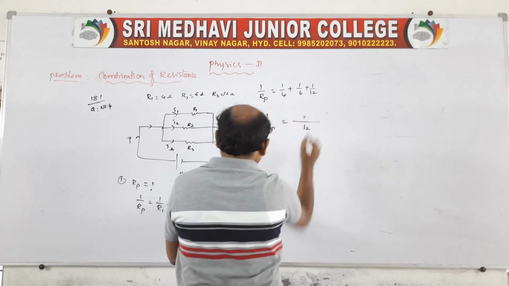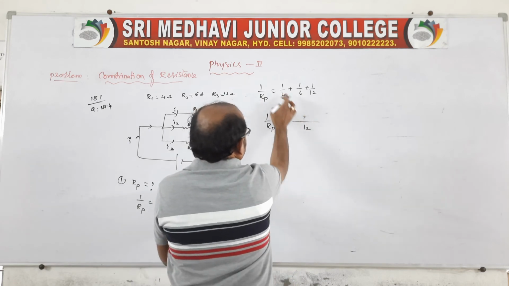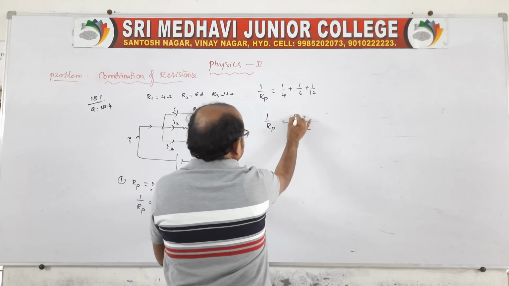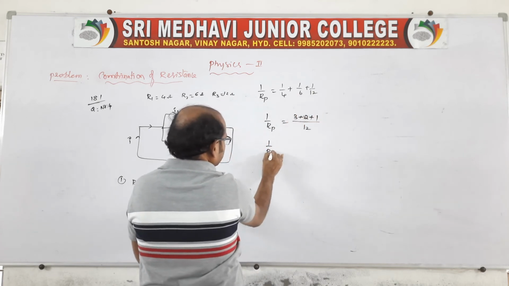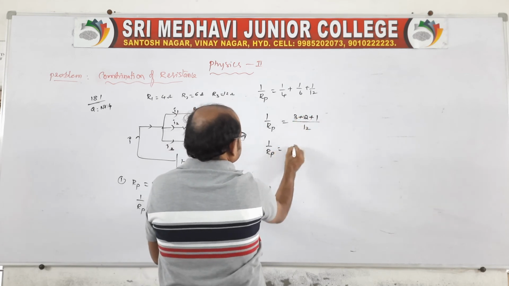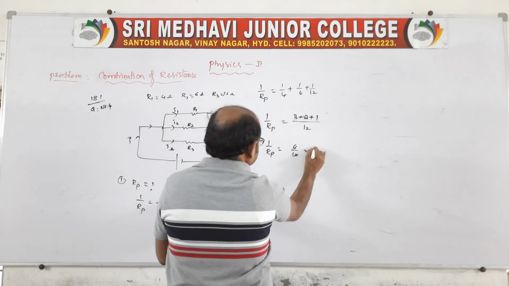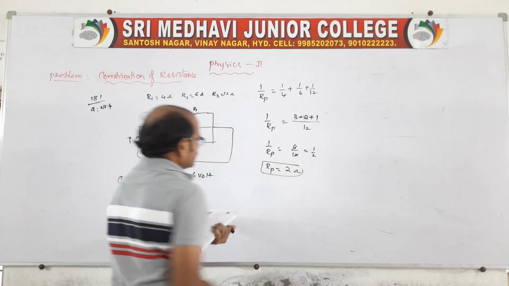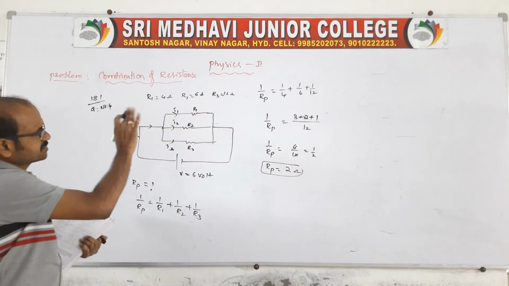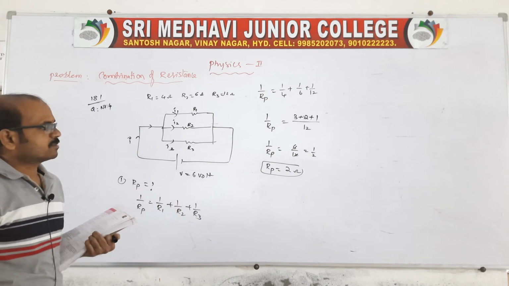12 is the LCM. So 12 divided by 4 is 3, 12 divided by 6 is 2, and 12 divided by 12 is 1. So 1 by Rp is equal to 6 by 12, then the answer is 1 by 2, so the resultant will be 2 ohms. I told you, the resultant is always less than the individual resistors for a parallel combination.